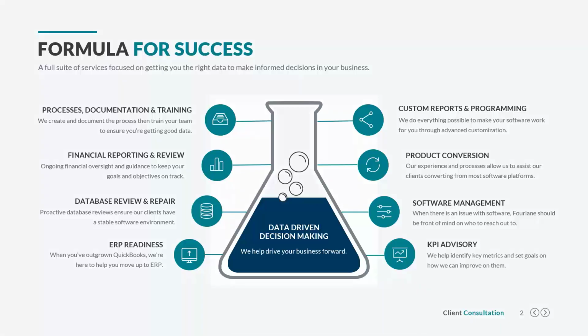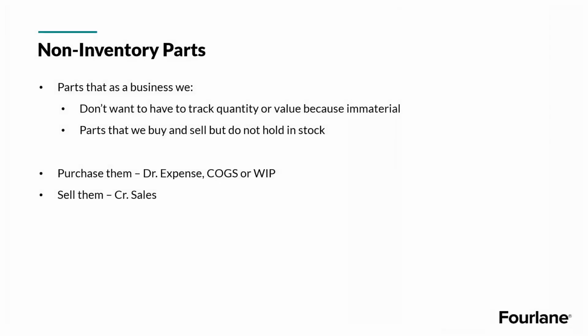So let's dive in. We're going to be talking about non-inventory parts today. What is a non-inventory part, and when would we potentially use this? These are parts where we want to track how much we sold of something very specific, and how much we purchased of something very specific, both quantity and dollars.